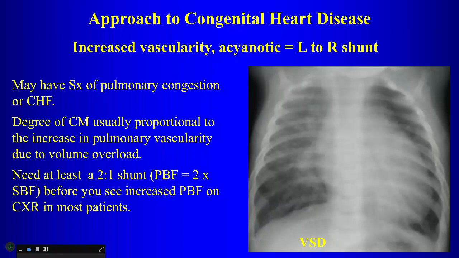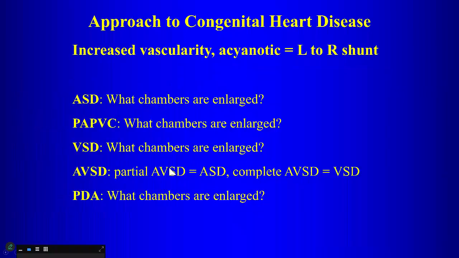So don't be surprised if the plain film is perfectly normal and they tell you the echo shows an ASD or the echo shows a ventricular septal defect. You need a fairly large shunt, at least 2-to-1, before you actually see these changes on the plain film. So the plain film is relatively insensitive to small amounts of shunting. All right, so if we have increased vascularity, acyanotic, we're in the category of left to right shunts.